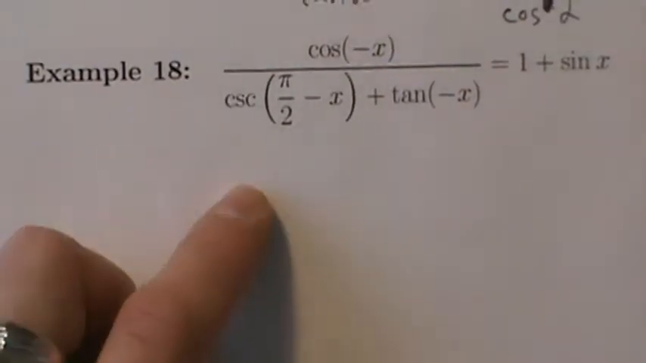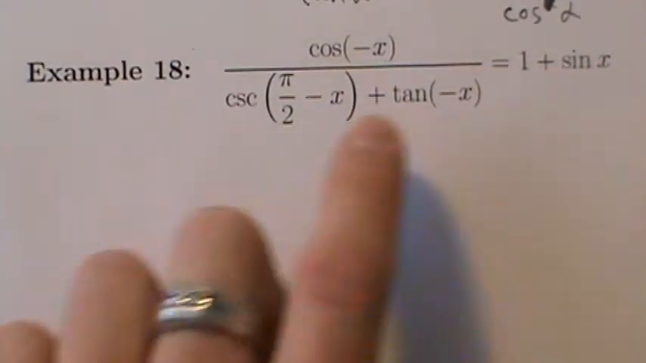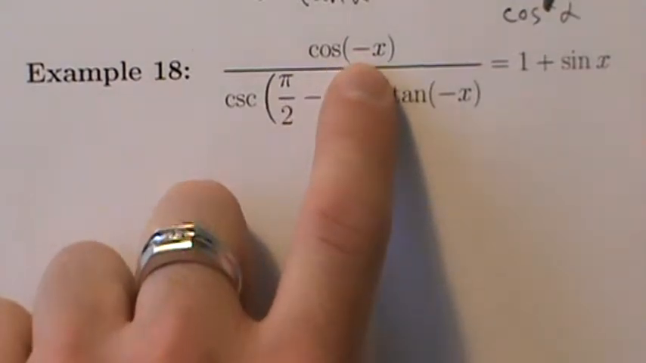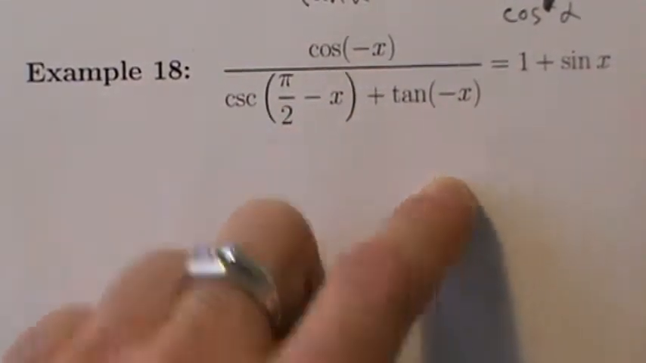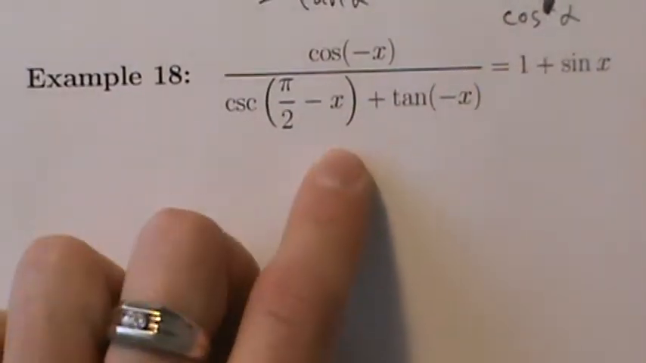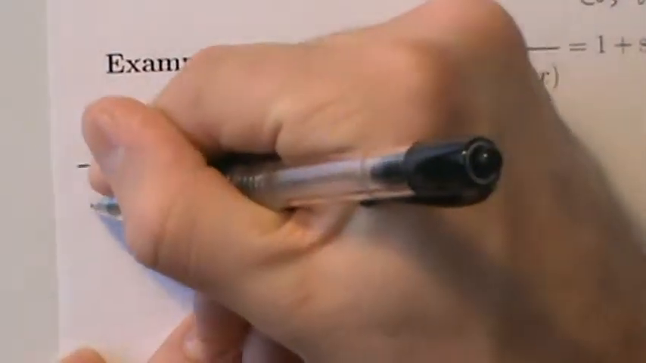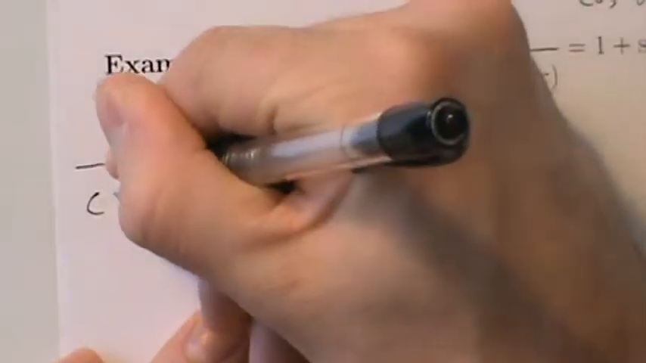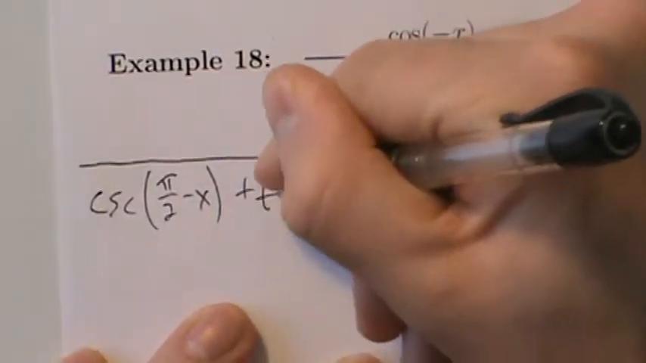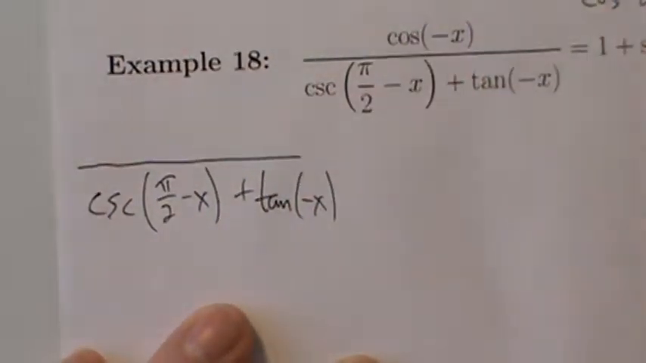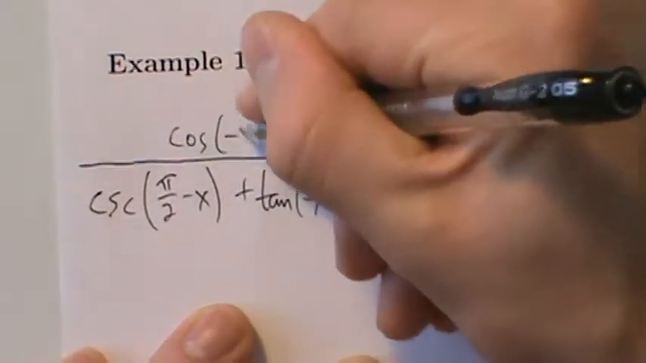So I think the left side is a little more complicated because on the right side we just have 1 plus a trig function. On the left side we have a negative inside of a trig function, pi over 2, and then another negative and a quotient, an addition here. There's a lot of stuff going on the left. So let's start with the left and manipulate only that side, make it look like the right. Okay, so cosecant pi over 2 minus x, and then plus tangent of negative x on the bottom. And then on the top, we just have cosine of negative x.